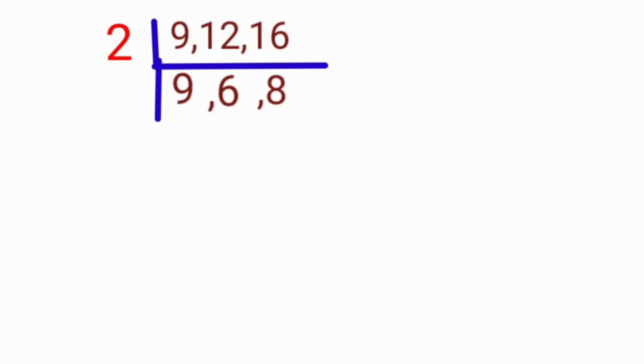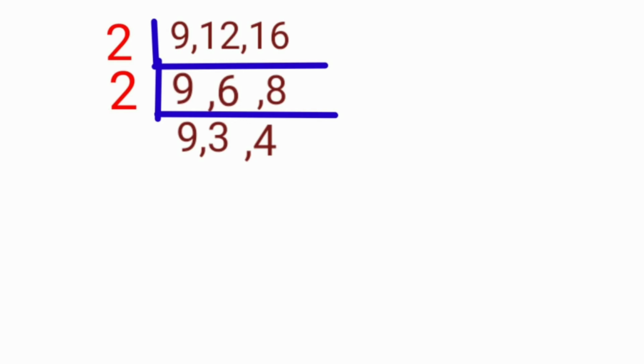Now which number divides at least any two numbers? Yes, 2 divides 6 and 8. So we divide by 2. We cannot divide 9 by 2. So we write 9 below 9. How many 2's are in 6? 3 2's are in 6. So we write 3 below 6. How many 2's are in 8? 4 2's are in 8. So we write 4 below 8.